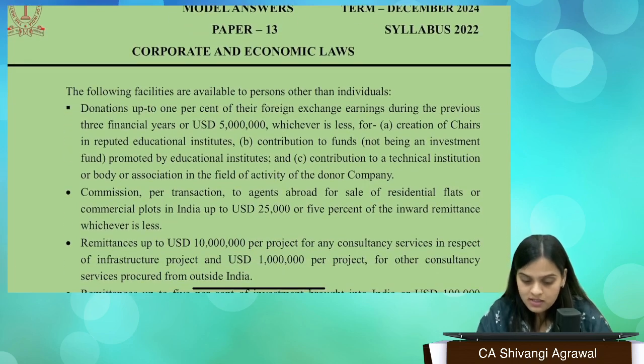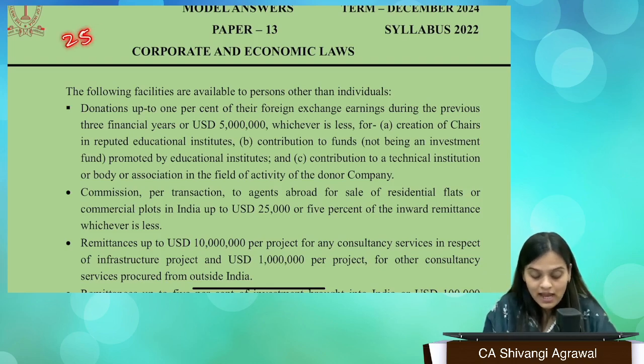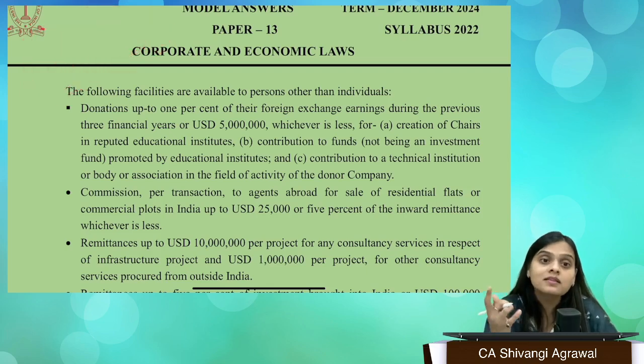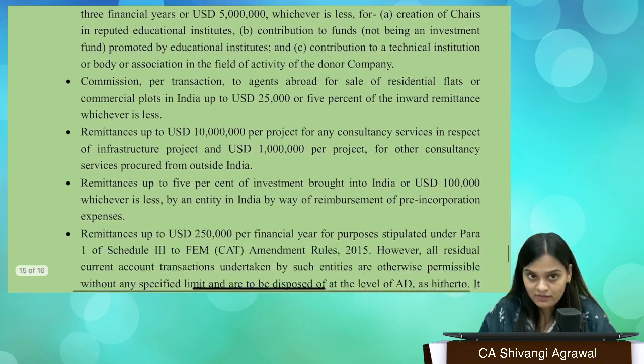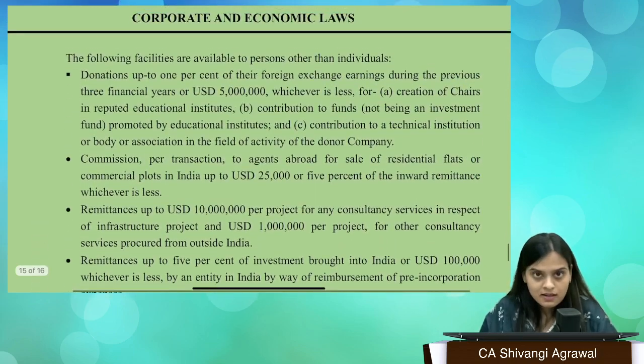And the next part is discuss what facilities are available to entities other than individuals. So for resident individuals, under LRS, we have this 250,000 US dollar, which states that you can use this to transact any current account transaction or permitted capital account transaction. But when we talk about other than individuals, then this is the limit that we have, right? So for other than individuals, the remittance is slightly different, right?